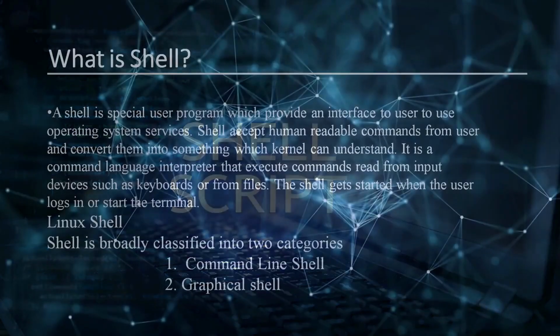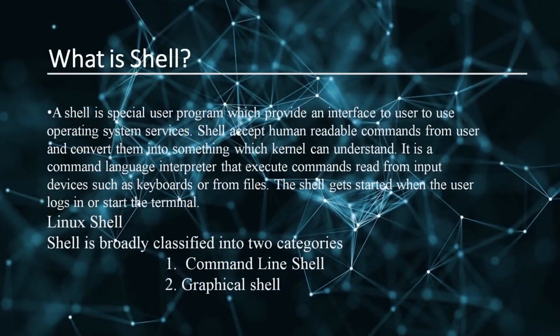What is a shell? A shell is a special user program which provides an interface for the user to use operating system services. The shell accepts human-readable commands from the user and converts them into something which the kernel can understand. It's a command language interpreter that executes commands read from an input device such as a keyboard or from files. The shell gets started when the user logs in or starts the terminal.